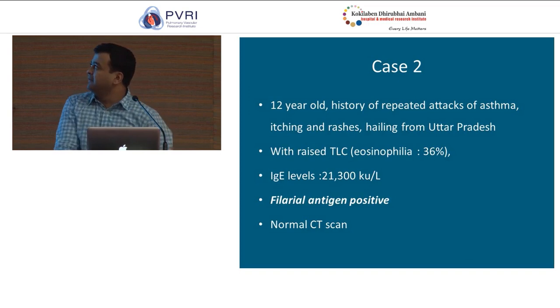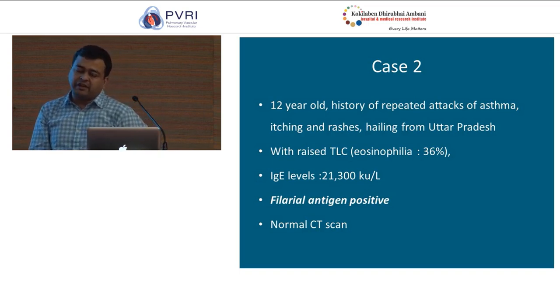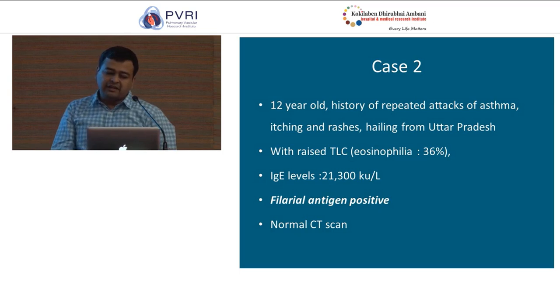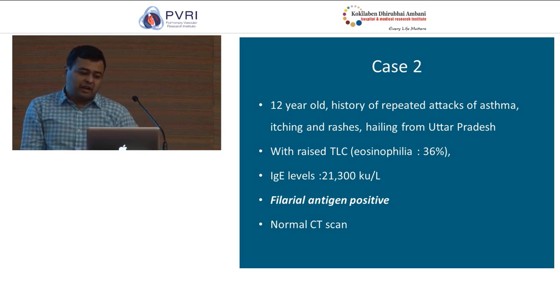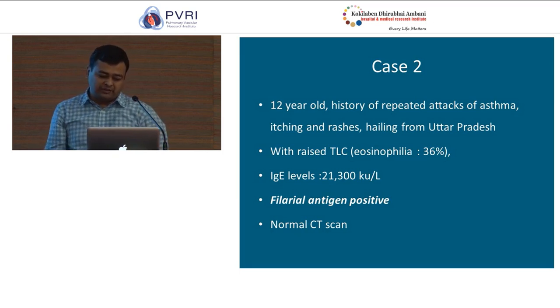We had a similar case, a 12-year-old with a history of repeated attacks of asthma, itching, and rashes. This child was also hailing from Uttar Pradesh. There was a history of recurrent visits to his grandparents in Uttar Pradesh. This child also was noted to have high TLC with eosinophilia of 36%. IgE levels were high, and filarial antigen was positive. He had a normal CT scan.